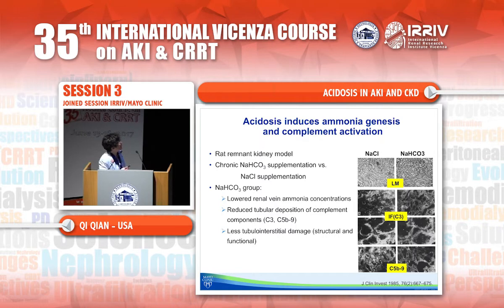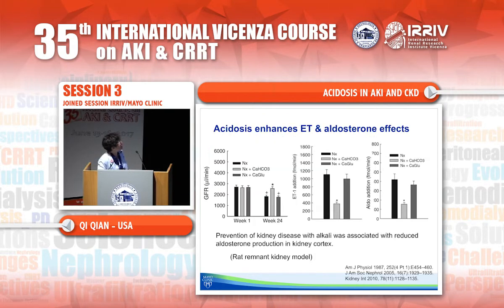This is a rat remnant kidney model done by my colleague, Dr. Karl Nath, way back in 1985. And he showed in the remnant model, if you give sodium bicarbonate to prevent the occurrence of acidosis, the rats did much better. The rats had much less kidney progression, associated with less ammoniogenesis, less complement activation, less interstitial damage. So these were subsequently reproduced by multiple studies.